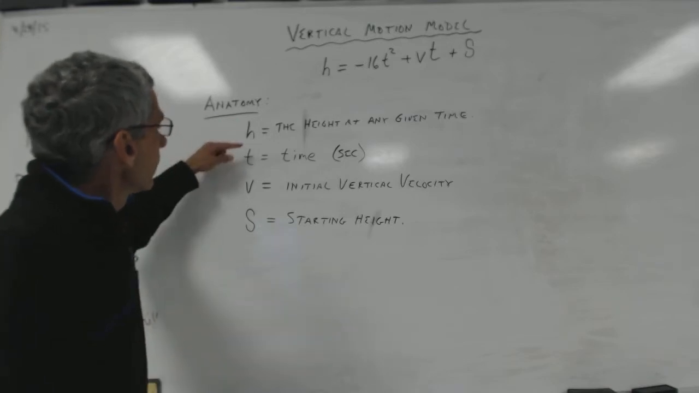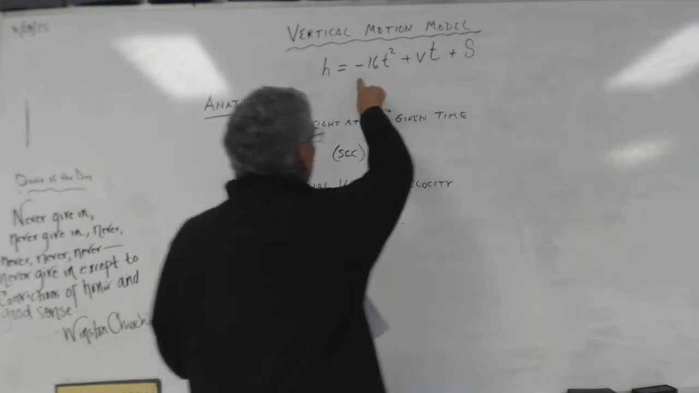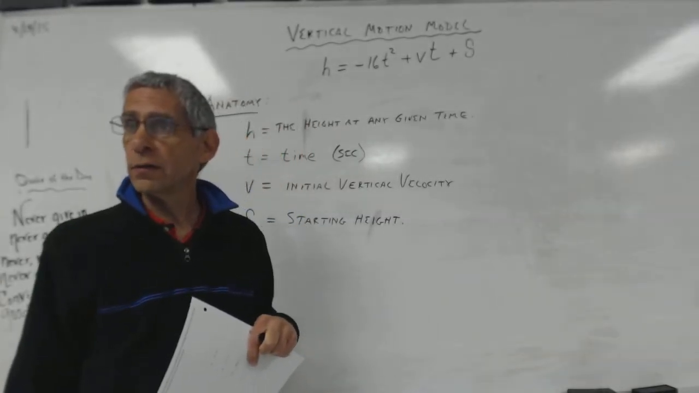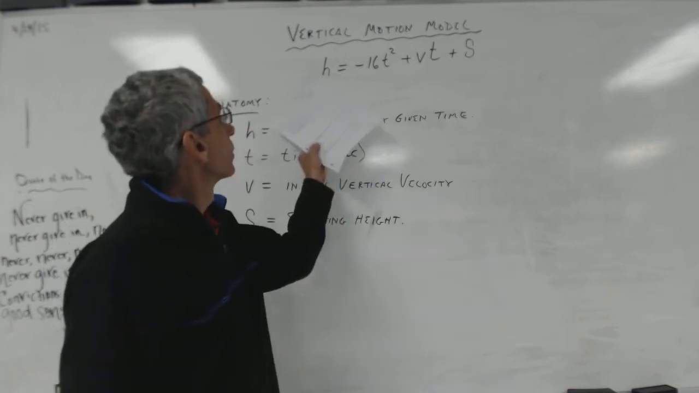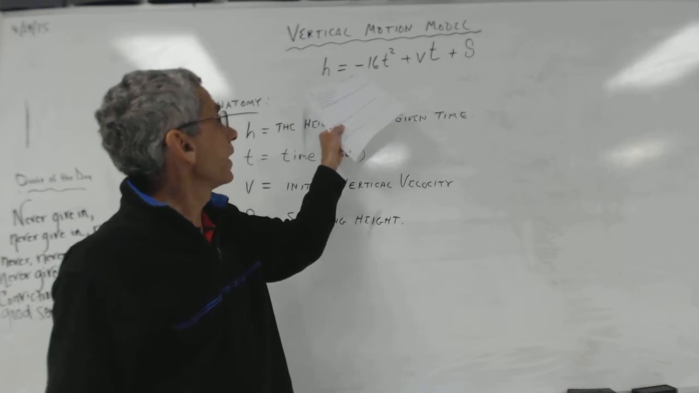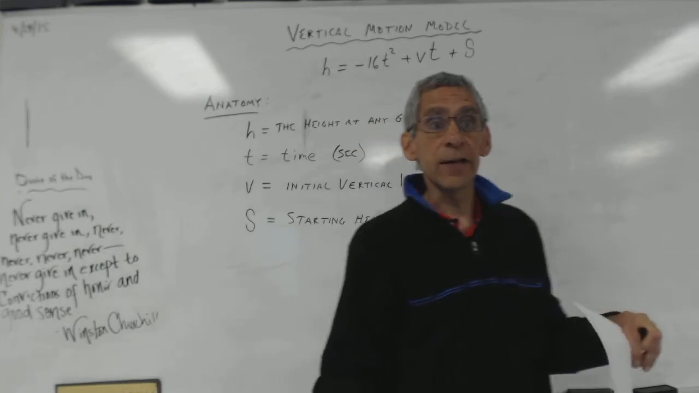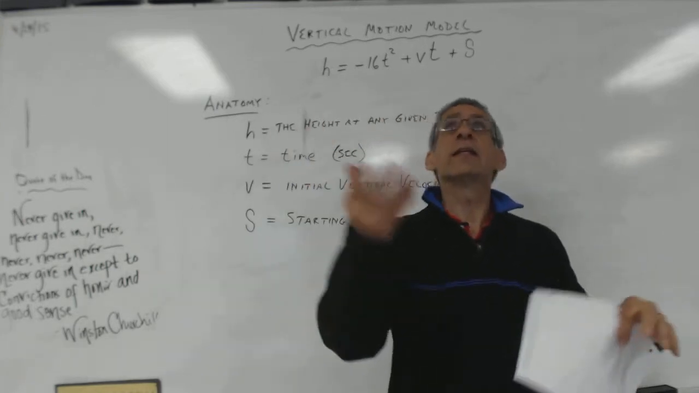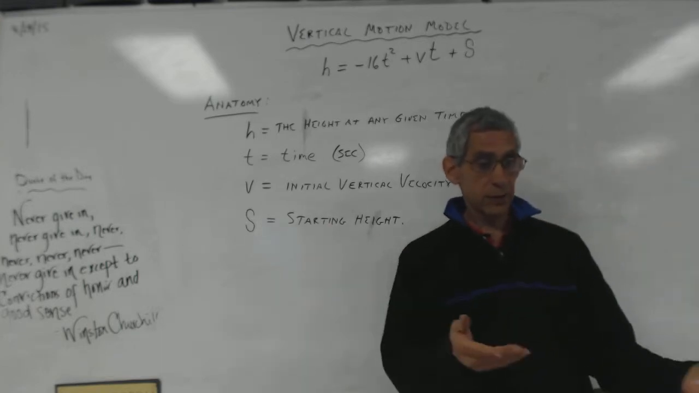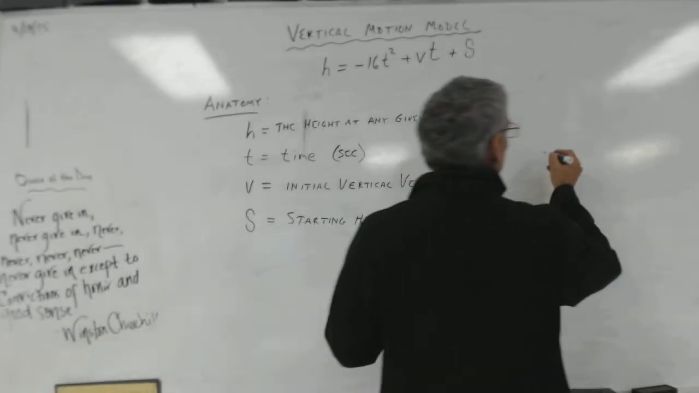So let's talk about it. H is the height at any given time. So think about it. First of all, is this going to be a happy face or a sad face parabola? Sad face, because the A is negative 16. It's a negative number, so it's got to be a sad face, which makes sense. Every time I toss something in the air, it comes back down again. It makes a beautiful, perfect parabola.